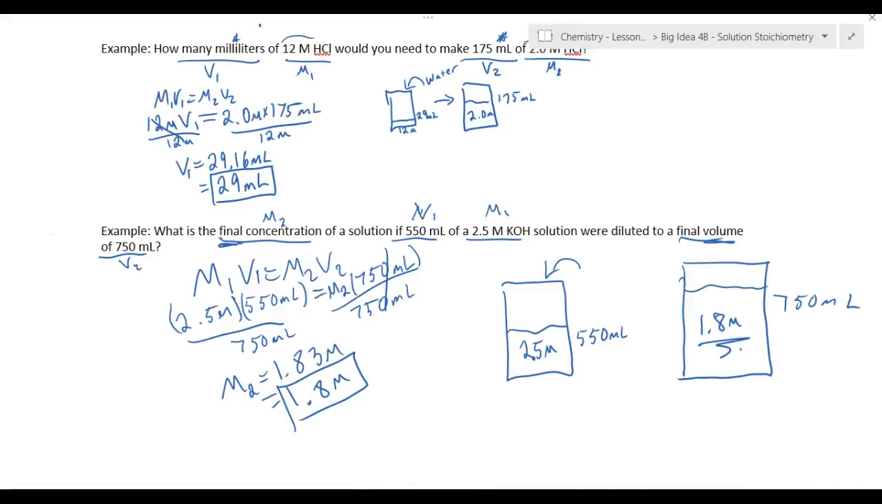That's all these dilution problems are. There's not too much to them. Make sure you guys practice. Let me know if you have any questions.